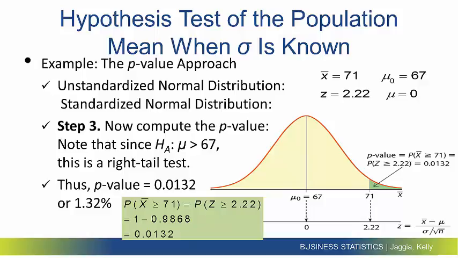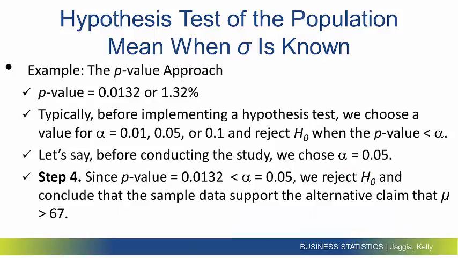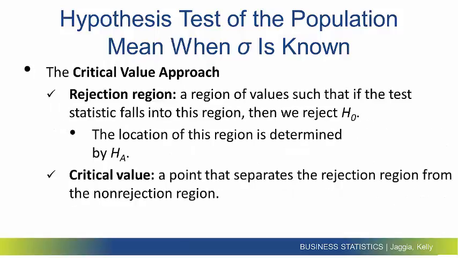Have a look at the z distribution on the slide. The hypothesized population mean of 67 is standardized to 0, and the sample mean of 71 is standardized to 2.22. The p-value of 0.0132 is the area to the right of z. Now we are ready to make a decision and a conclusion. As the p-value of 0.0132 is less than our alpha of 0.05, we reject the null hypothesis. Lastly, we conclude that the average age of attendees is greater than 67 years.